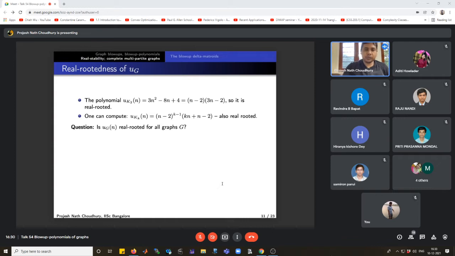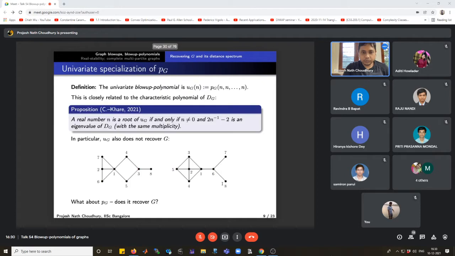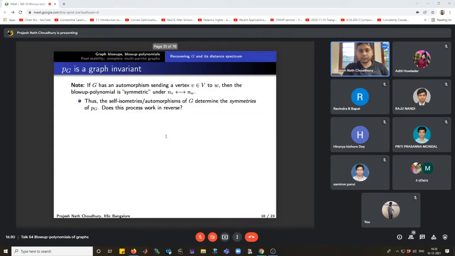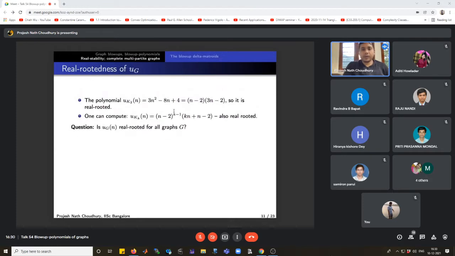Remember this polynomial PK2, which is a multi-affine polynomial. Let me specialize it to a univariate polynomial. Take r equal to s equal to n. Then this univariate polynomial is 3n squared minus 8n plus 4. And this is clearly factorized, so its roots are real numbers. And this is for graph K2.